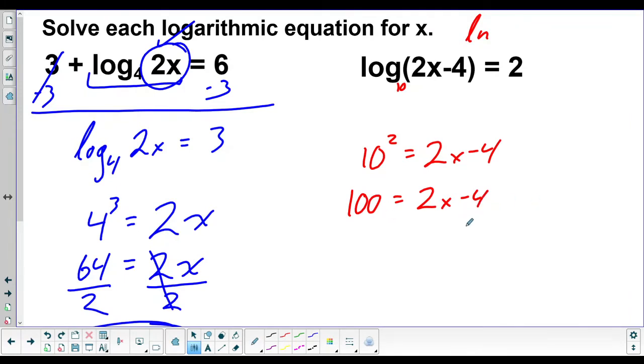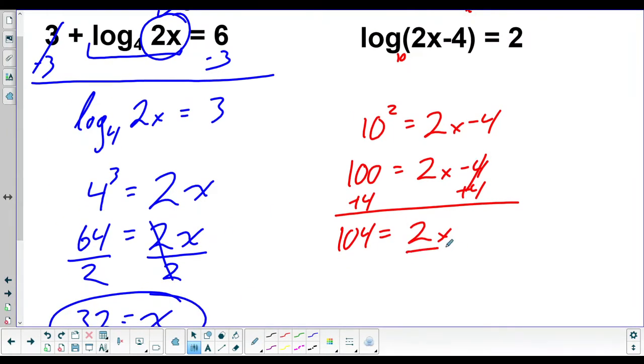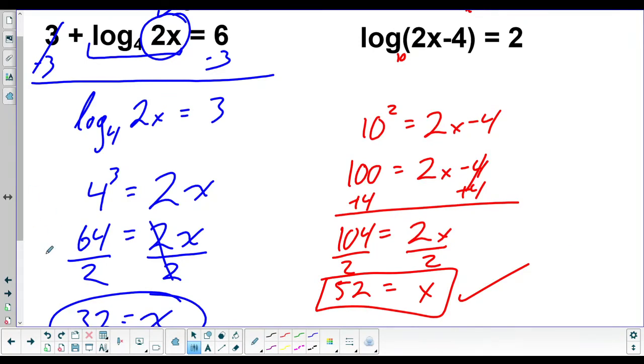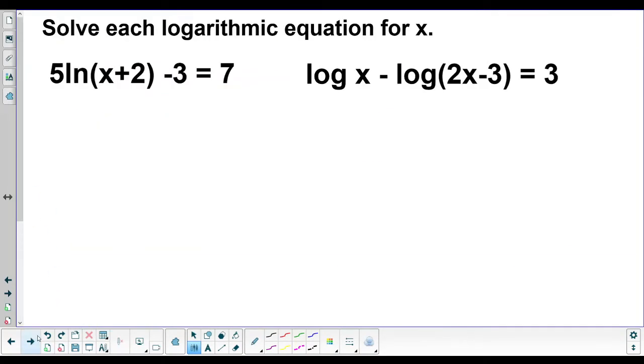And then this is easy to solve. We just add 4 to both sides. So we have 104 equals 2x. Then we divide both sides by 2. And we get that x is equal to 52. If we plug this back in, 52 times 2 is 104, minus 4 is 100, which is positive, so it'll be okay. So check, that one will work. It's not extraneous.